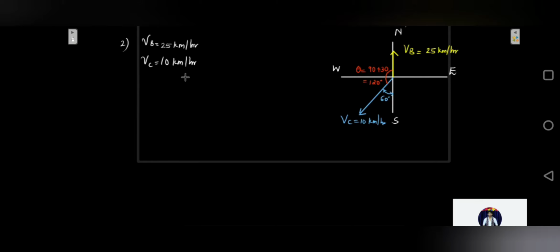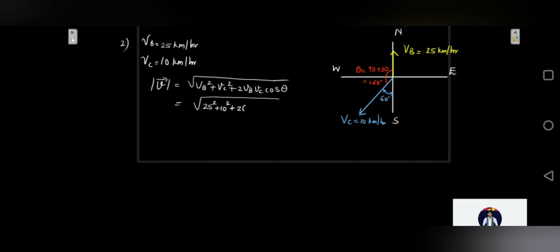So the magnitude of resultant velocity will be equal to root of VB square plus VC square plus 2 VB VC cos of theta. This is going to be equal to root of 25 square plus 10 square plus 2 into 25 into 10 into cos of 120.